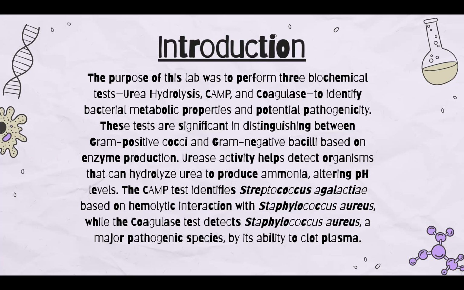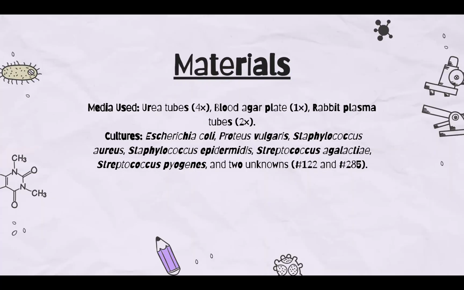The CAMP test identifies Streptococcus agalactiae based on hemolytic interaction with Staphylococcus aureus, while the coagulase test detects Staphylococcus aureus, a major pathogenic species, by its ability to clot plasma.